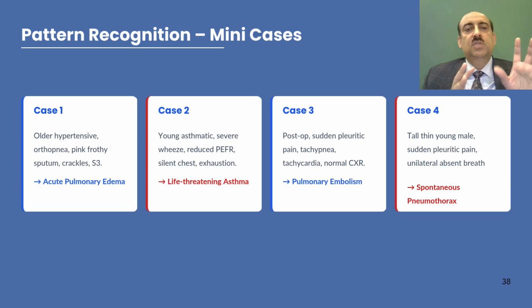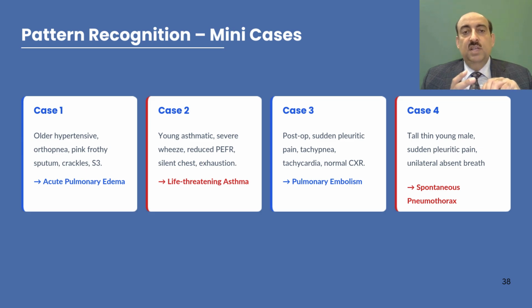Now, putting all those differential diagnosis frameworks into some mini cases. Case 1, an older hypertensive patient coming with orthopnea, pink frothy sputum, bilateral crackles, and a third heart sound. Most likely diagnosis, acute pulmonary edema. Case number 2, young asthmatic, severe wheezing, reduced peak expiratory flow rate, silent chest, and exhaustion. There is no doubt there is asthma, but the signs of silent chest and exhaustion lead to thinking of life-threatening or acute severe asthma. Please refer to module 2 ED assessment.